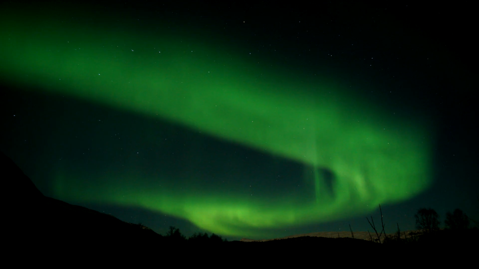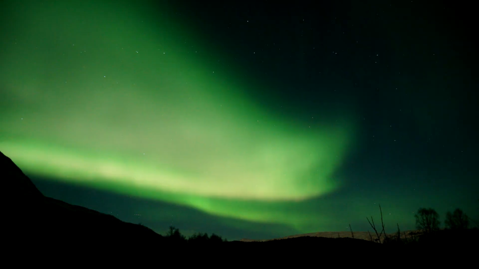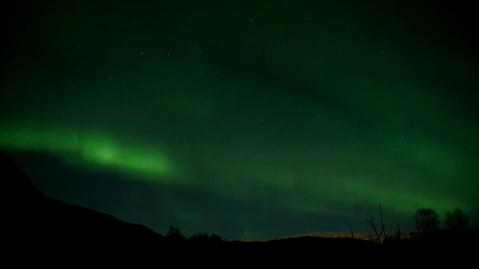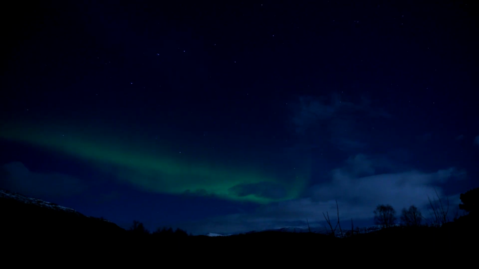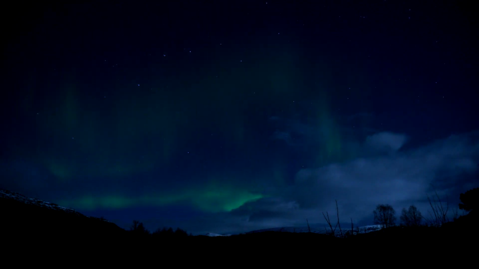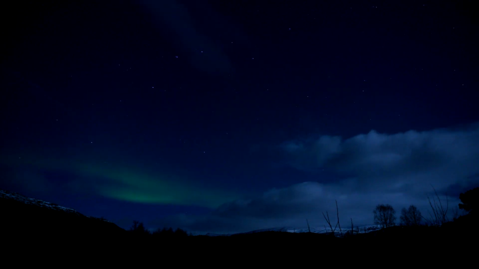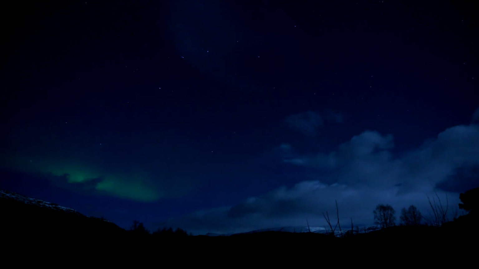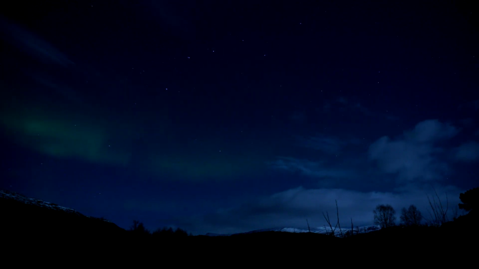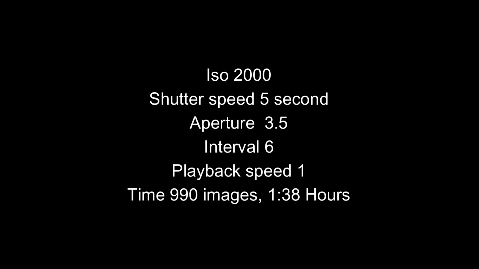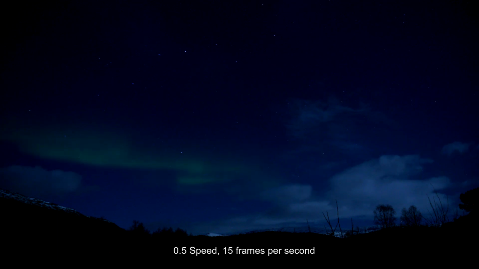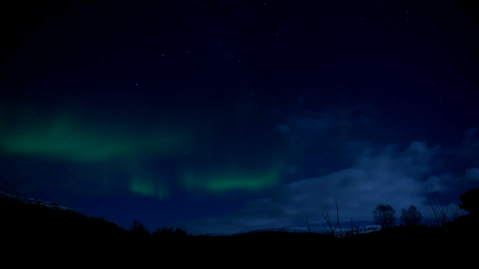And so for that time lapse, the time was 1 hour and 38 minutes that I was taking 990 images. Now moving on to time lapse 2, we have a little bit of moon in this one. The moon's not up, but it is somewhere over the horizon, so there is a little bit of light from the moon. Therefore it's a little bit brighter, as you can see. So again, ISO is 2000, shutter speed 5 seconds, aperture is 3.5, interval 6, so the same as time lapse 1, and playback speed is full speed, 30 frames per second, and time again is 1 hour 38 minutes for 990 images.